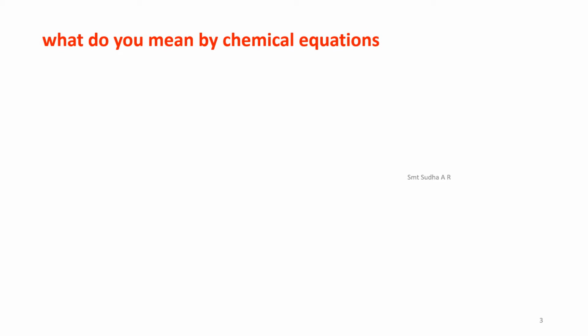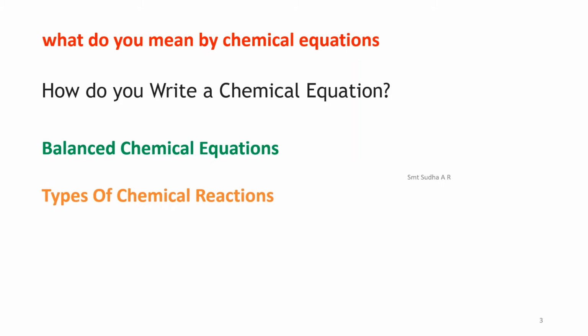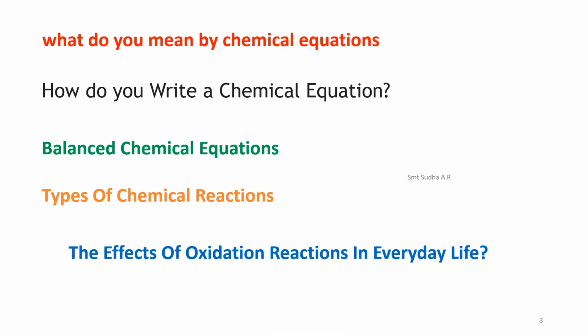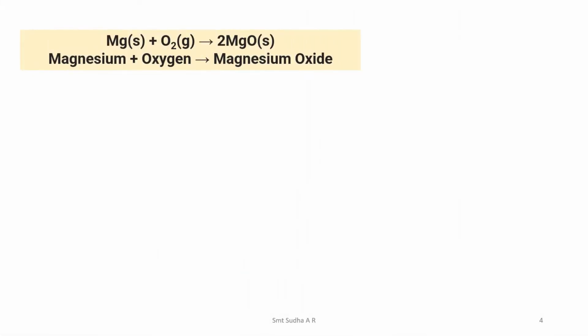While discussing this topic, the first question that rises in your head is: what do you mean by a chemical equation? And how do you write a chemical equation? How are we going to balance the chemical equation? Which are the types of chemical equations? And what are the effects of oxidation reactions in everyday life? In this way the questions will come to our mind.